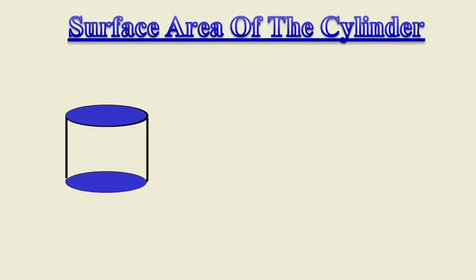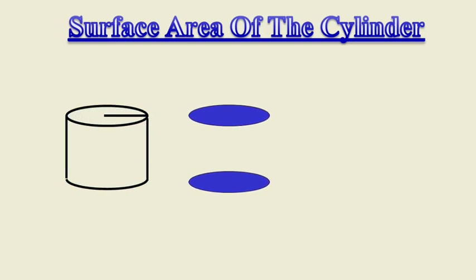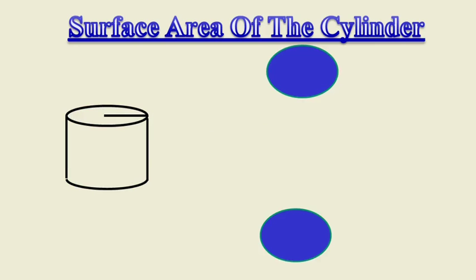Surface area of the cylinder. Here we have a cylinder on our screen. This cylinder has three basic parts which we are going to split. Two circular parts can be taken out from a cylinder. One is called the top surface area and one is called the bottom surface area, and both the surfaces are circular in shape and both have the same radius or diameter.